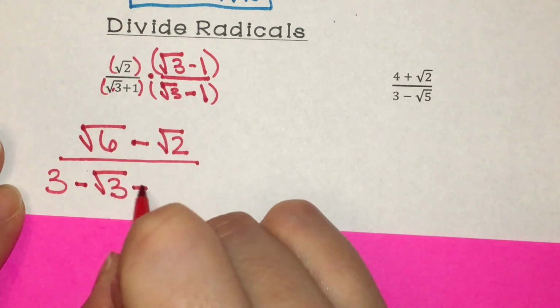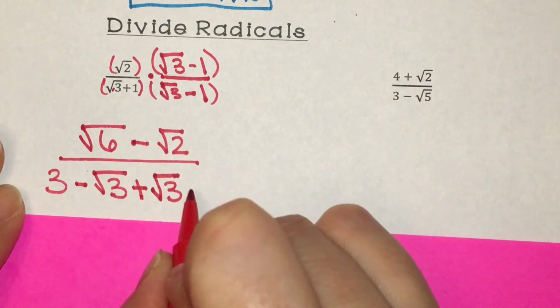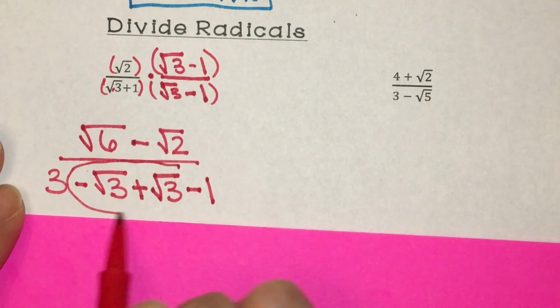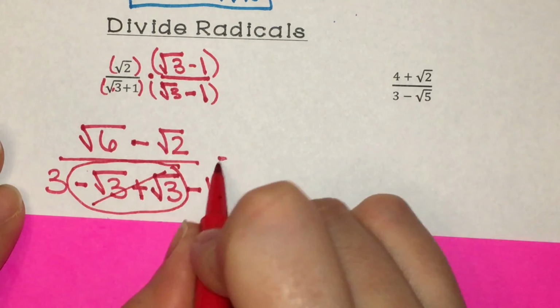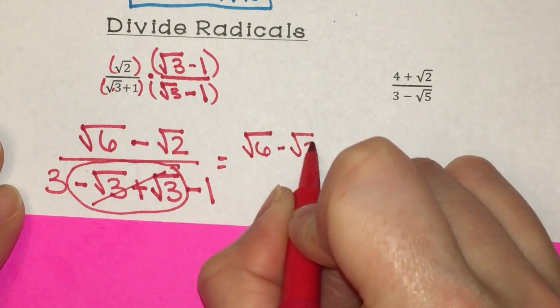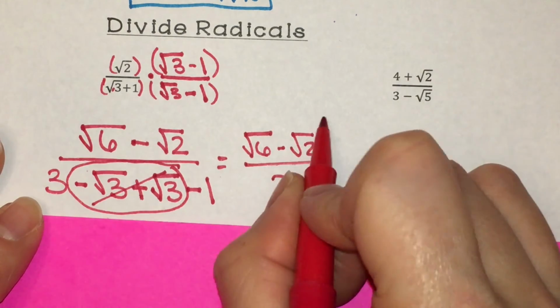1 times the square root of 3 plus the square root of 3, and 1 times negative 1 is negative 1. These middle terms are opposites. One's positive, one's negative. They will cancel each other out. So we're left with the square root of 6 minus the square root of 2 over 3 minus 1, which is 2.